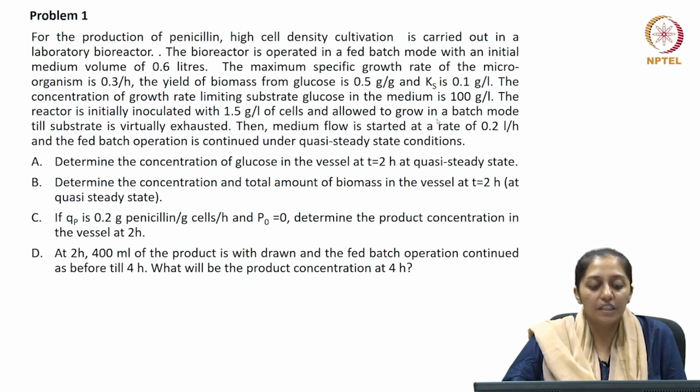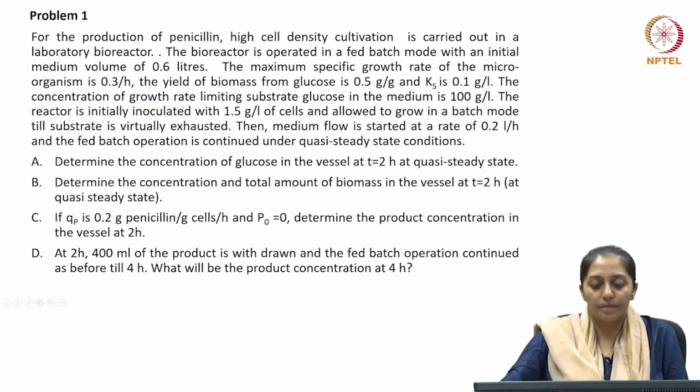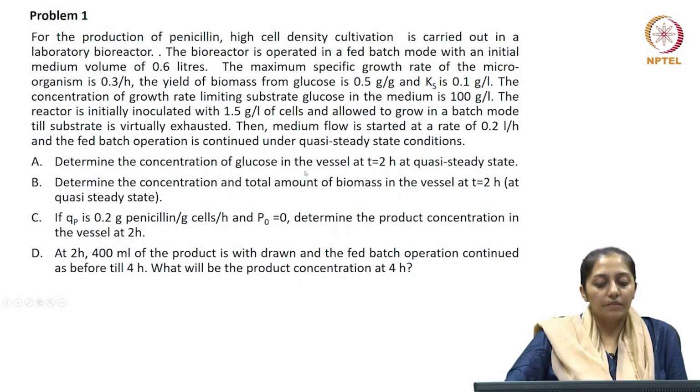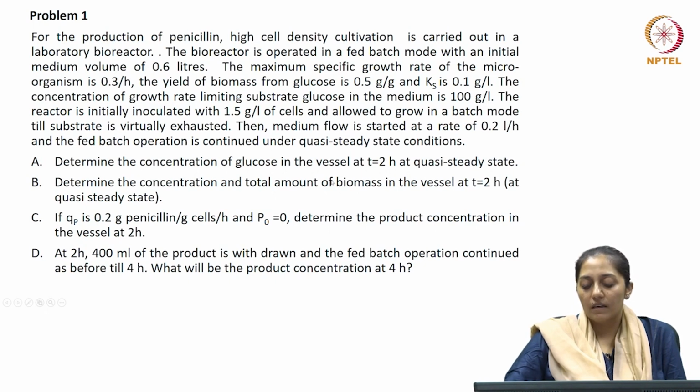The reactor is initially inoculated with 1.5 grams per liter of cells and allowed to grow in a batch mode till substrate is virtually exhausted. Then medium flow is started at a rate of 0.2 liter per hour and the fed batch operation is continued under quasi-steady state conditions. Now let's see the first part of the problem. Determine the concentration of glucose in the vessel at T equals 2 hours of quasi-steady state.